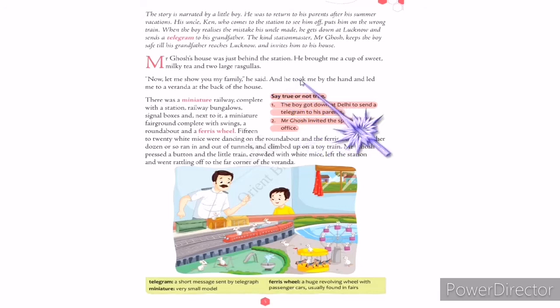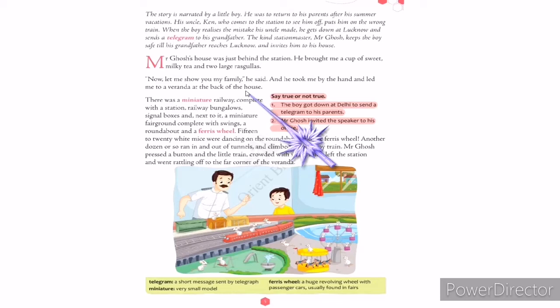And he took me by the hand and led me to a veranda at the back of the house. So to show his family, he just took him by his hand, means he just caught his hand, and he's taking me with the station master, where he took me to a veranda. Veranda means it is a small roofed platform which is seen outside the house. A small area level to the ground floor, we can see outside the house. It is just near the house.